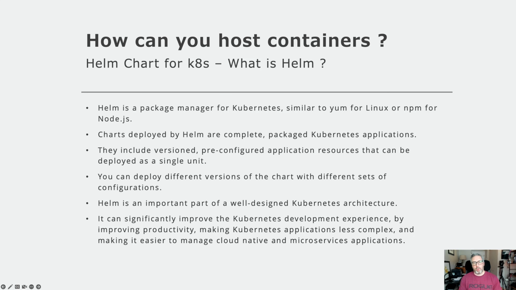And what is a Helm chart for Kubernetes? In fact, Helm is a package manager for Kubernetes, similar to Yum for Linux or NPM for Node.js. Charts deployed by Helm are complete packaged Kubernetes applications. What it means is that when you write a Helm chart, you group together every piece of your software you want to deploy in Kubernetes. So you can have multiple container images that you want to package in it.